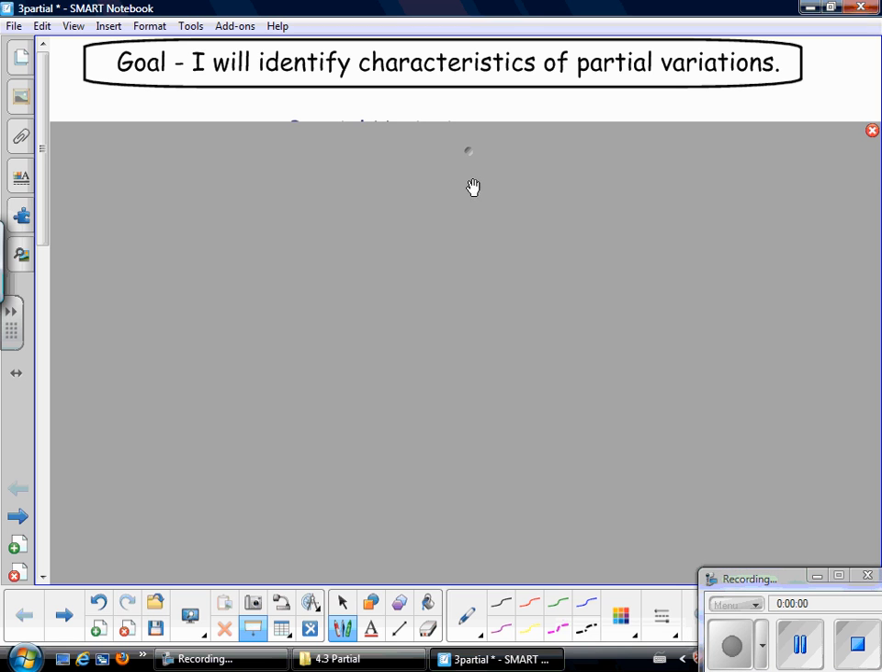So this is section 4.3 for this unit. This unit is actually quite small. And our goal today is I will identify characteristics of partial variations.